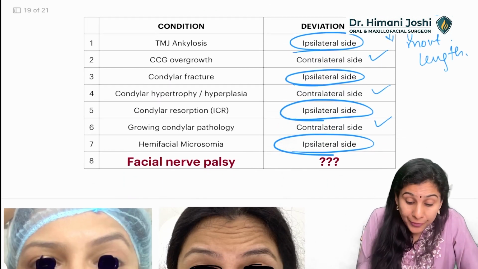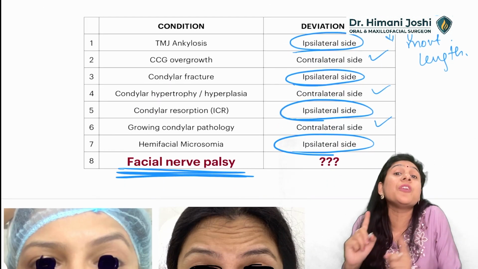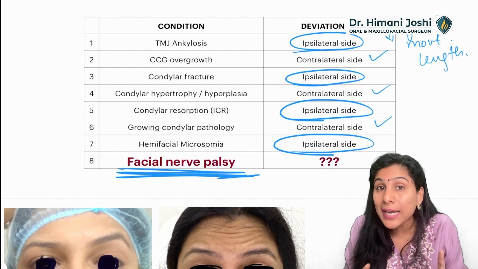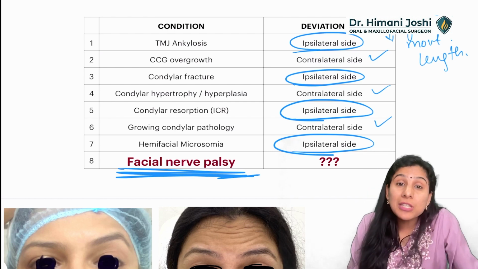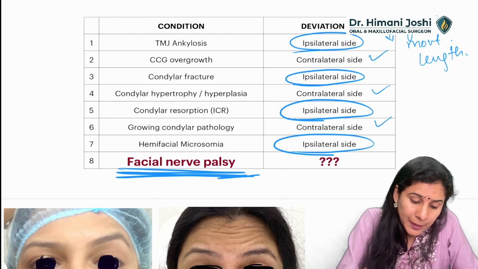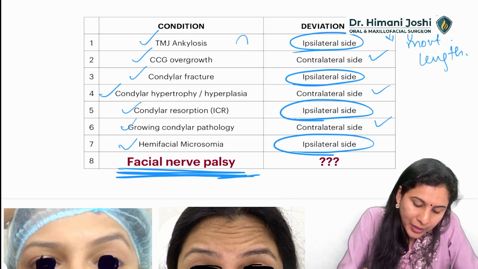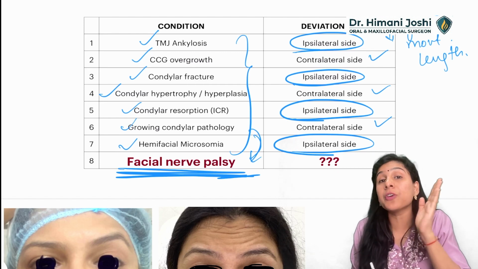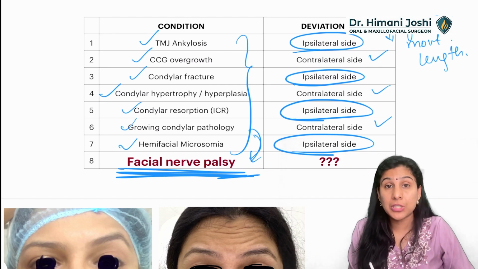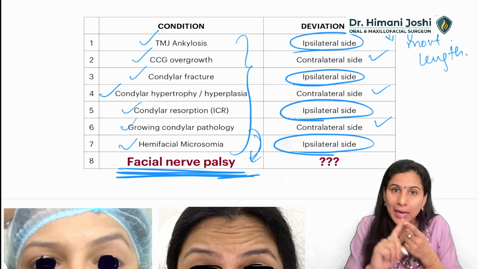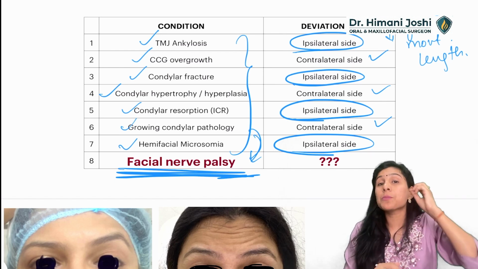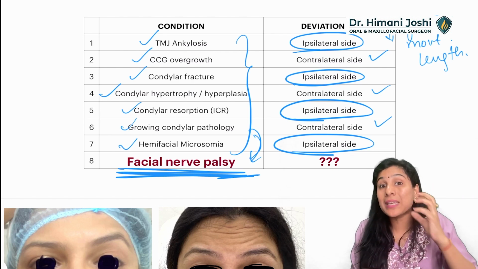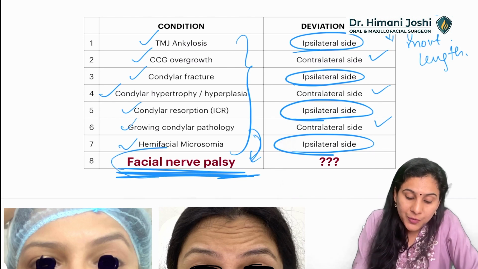Now sometimes facial nerve palsy is confused with chin deviation. It is not causing chin deviation at all. So don't get confused with facial nerve palsy. Facial nerve palsy can happen in any surgery. In any of these surgeries, you can have facial nerve palsy. Why? Because you're operating in the region of the terminal branches of the facial nerve. So whenever you are doing a surgery for ankylosis or some parotid tumor or some condylar fracture or condylar hypertrophy, ICR, any surgery that you are doing near the facial nerve can cause facial nerve palsy.